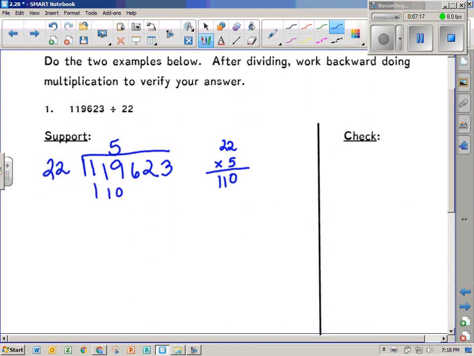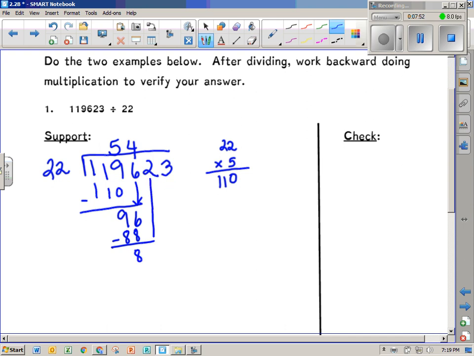If you can do the multiplication without doing the scratch work out to the side, that's fine too. Subtract, and we get 9. And then we're going to bring down. Remember, every time you bring down, you have to divide. So 22 into 96 is going to go 4 times. I know 4 times 22 is 88. Subtract, and I will have 8.